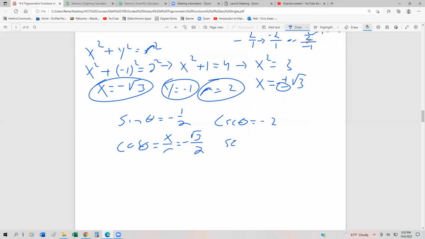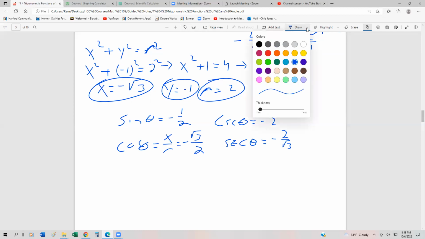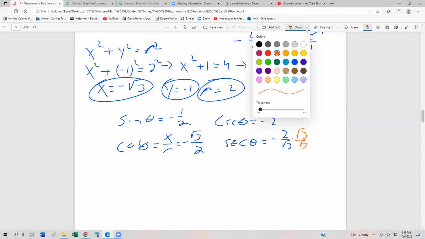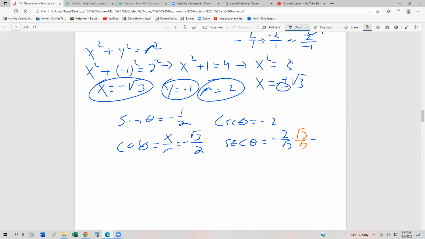That means that the secant of theta is going to be the reciprocal of that, which would be -2 over √3. And then we should probably rationalize that by multiplying by √3 over √3. And so this would end up being the negative of 2 roots of 3 over 3. So this will be -2 roots of 3 divided by 3. So we've got 4 of them so far. Just need the last two for tangent and cotangent.